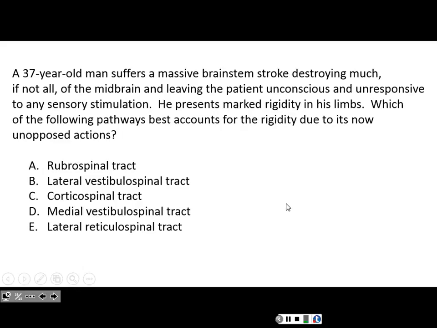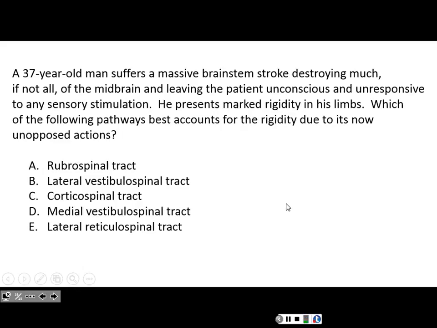Is it the corticospinal tract? Is it the mediovestibulospinal tract? How about the lateral reticulospinal tract? Is that still acting unopposed? That's the one that's sort of been taken out. Remember, we removed that inhibition from that one. The lateral vestibulospinal is still intact. The medial reticulospinal is still intact.